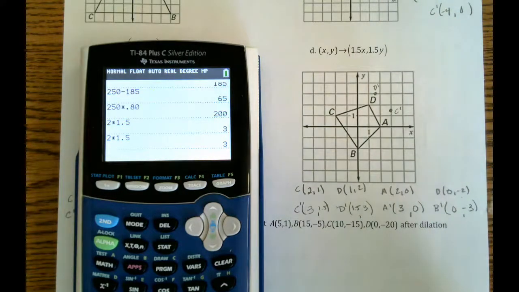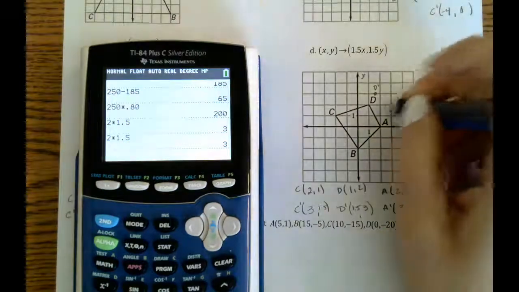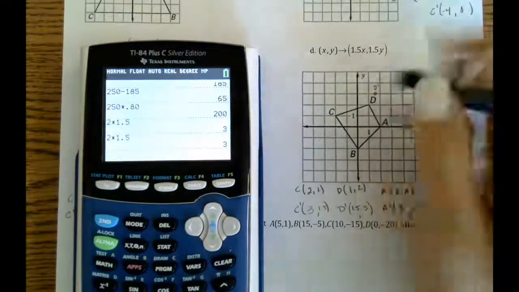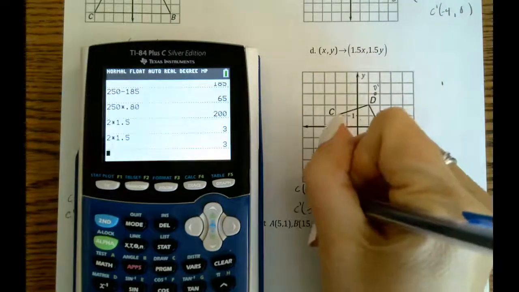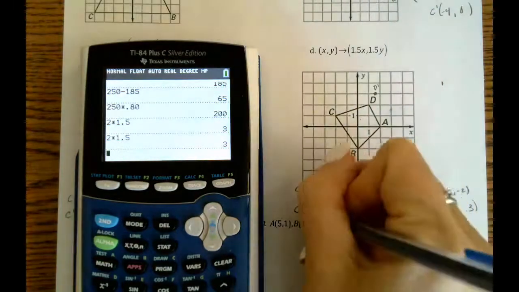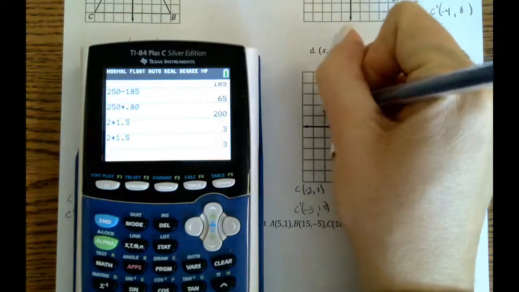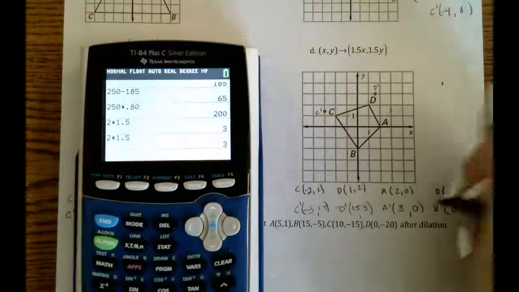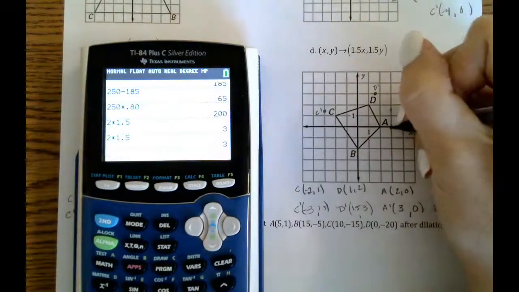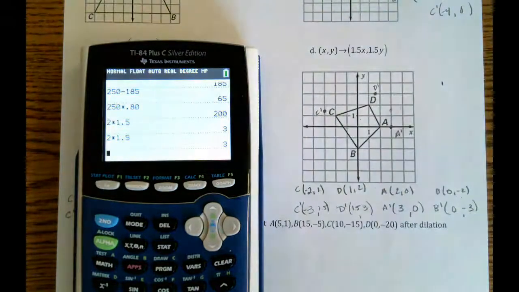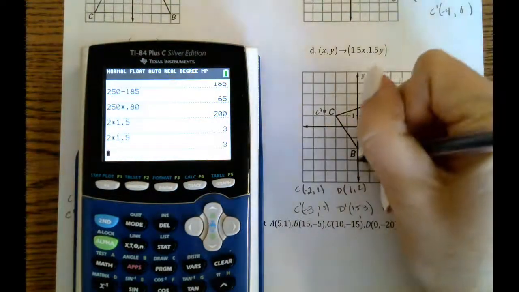Oops. I had my C wrong. I'm so sorry, guys. Forgive me. You probably already picked up on it. C is at negative 2, so that should have been negative 3. 1.5. My apologies. Okay, there we go. Now we're on track. A is 3, 0, and B is 0, negative 3.